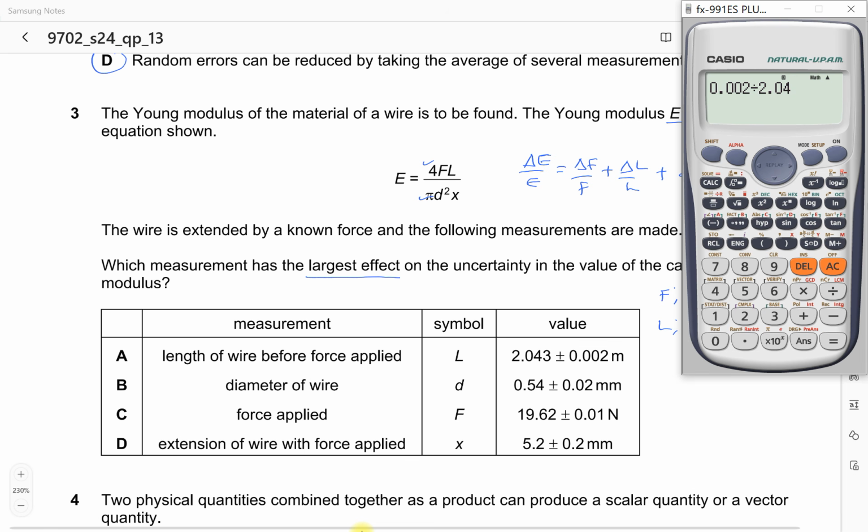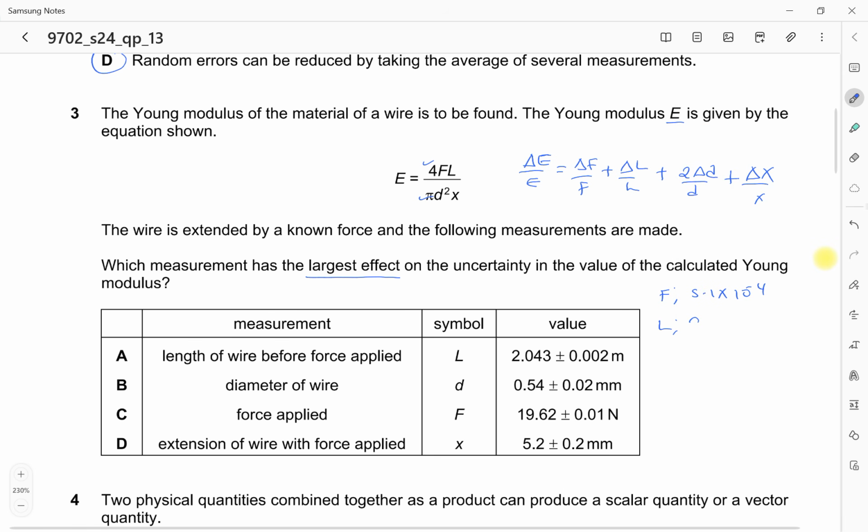0.002 divided by 2.043. So that is 9.8 times 10 to the power of minus 4. We want the one with the largest effect, remember.